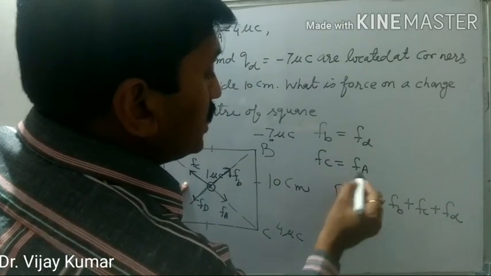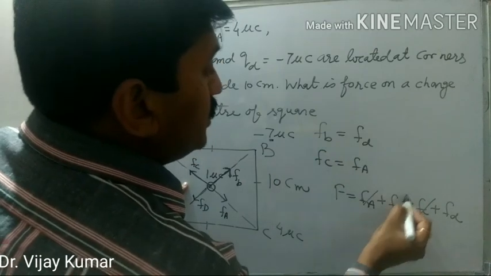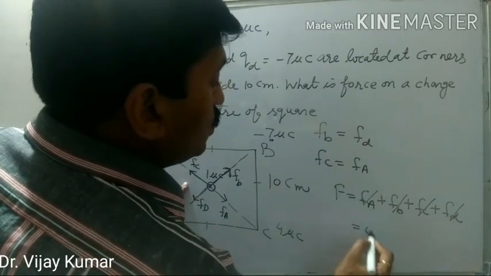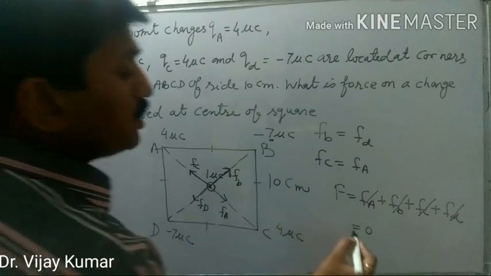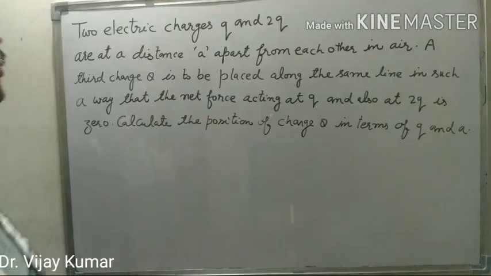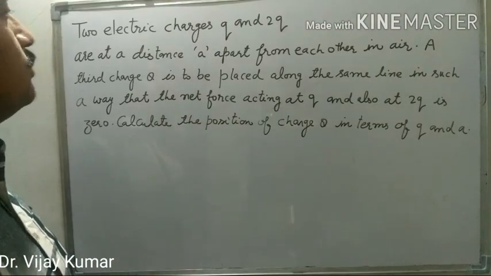FA is cancelled out by FC, FB is cancelled out by FD. It means total force on center is always equal to 0. Next problem of this chapter again depends upon Coulomb's law.